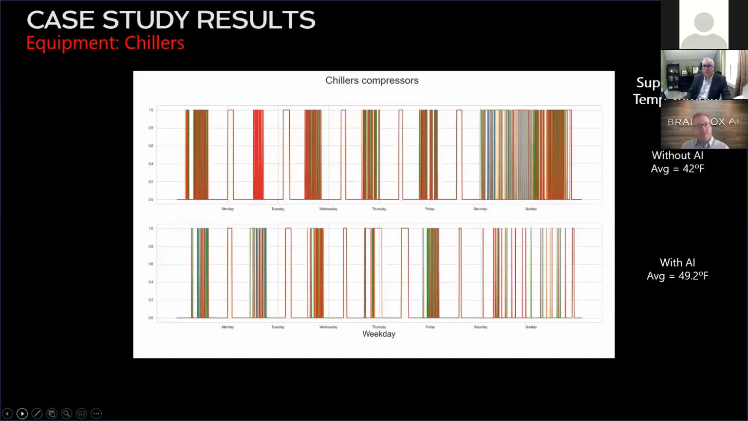We can go through each piece of equipment, though we're not going to do that today, but chillers are one of the larger energy consumers in the building. With this example, we saw that we can maintain all comfort in the building without running the chillers at a higher load capacity. This equates to supply water at 42. With AI understanding how the building reacts, and all the data sources we have, we are able to run the chilled water system at 49.2 degrees, which equates to energy savings.